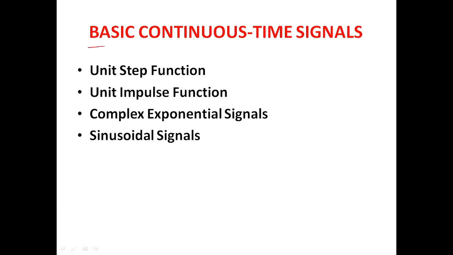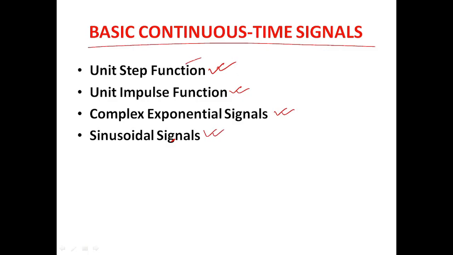So, basic continuous time signals. These are some basic continuous time signals which are used in signal processing quite often. The first one is the unit step function. The second one is the unit impulse function. Third one is the complex exponential function and sinusoidal signals.